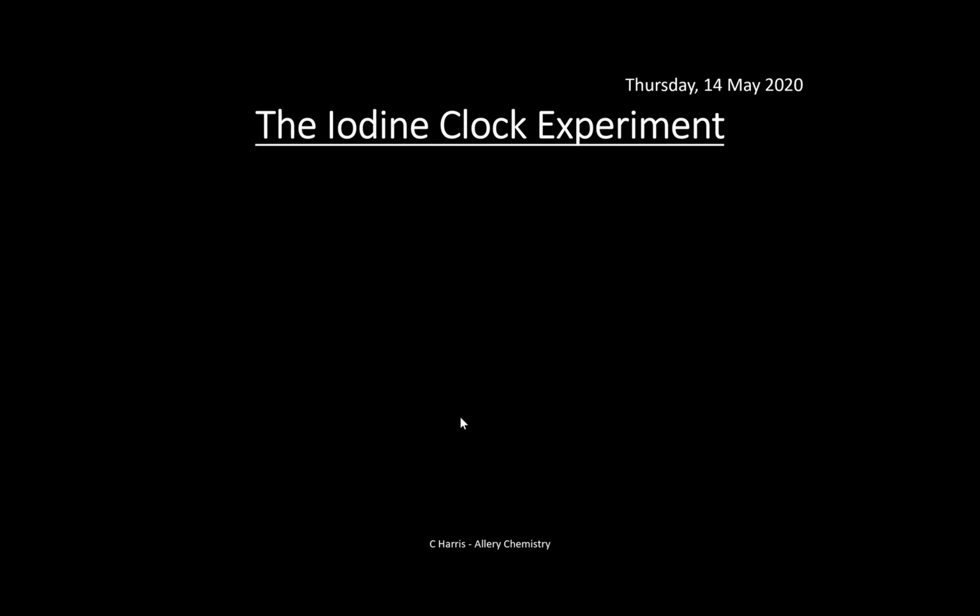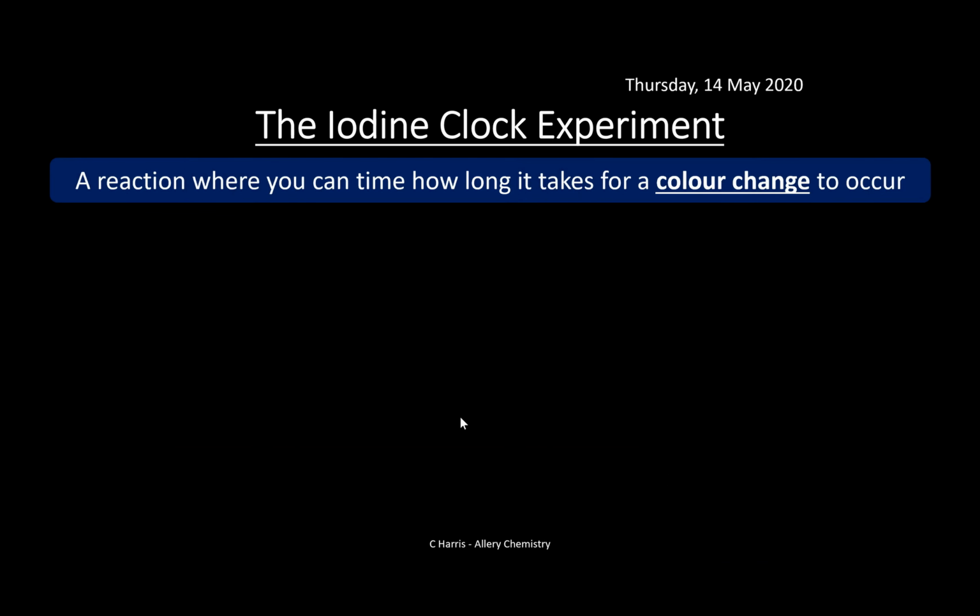Okay, so we're going to look at something called an iodine clock reaction, which is a really nice reaction because it literally changes colour over a specific time period. It's quite a nice one. This is a reaction where we can time how long it takes for a colour change to occur. You might have done this at GCSE with sodium thiosulfate reactions, for example. You might have done it at A level as well. You might have done the practical.